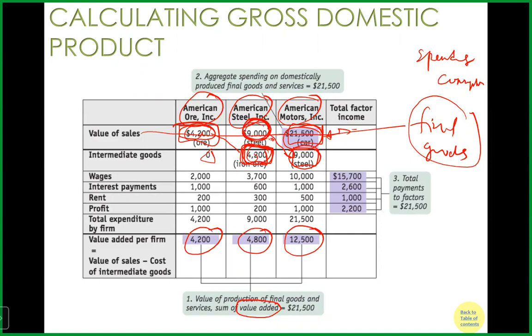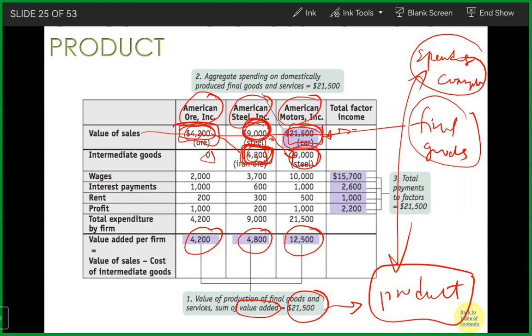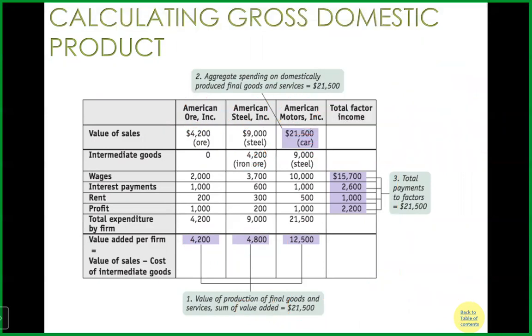Then we add these three numbers together and get 12,500. This is the value added, essentially the product. And these two approaches, spending and product, equal each other. But on top of that, we can look at the income approach. So what's the income?